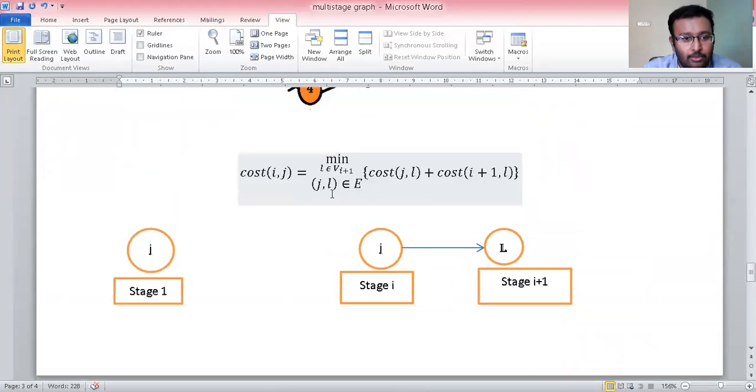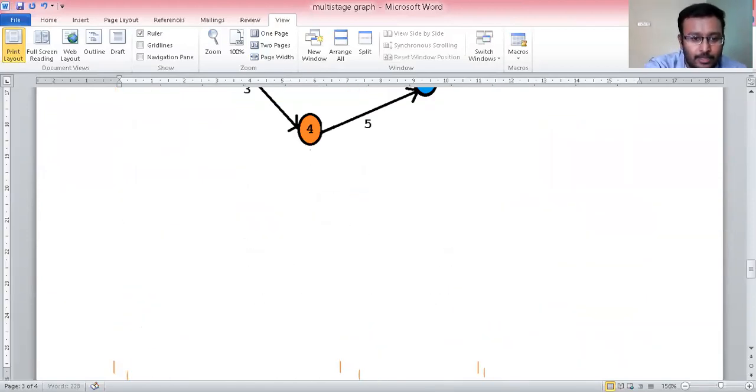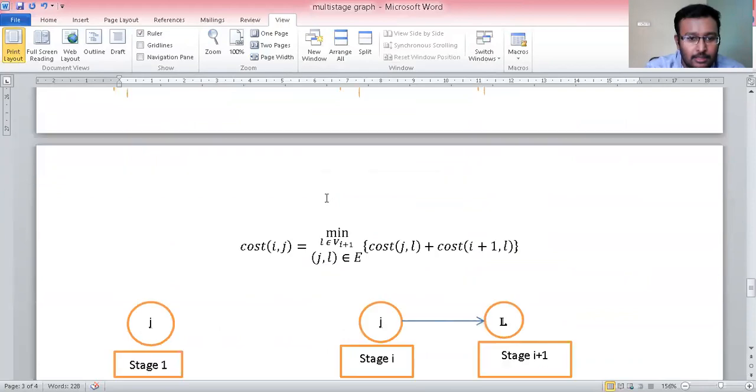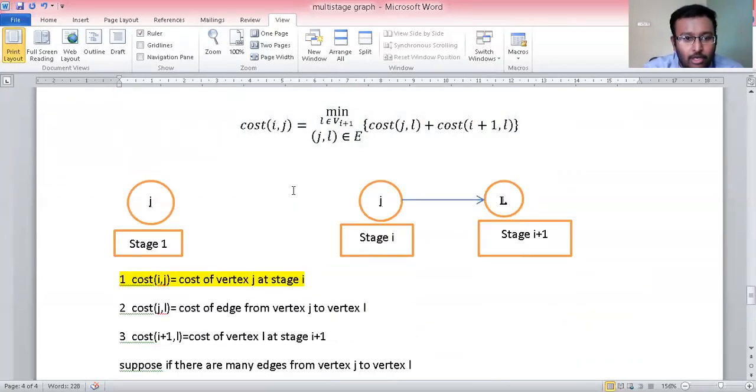So here you come across a formula. I am teaching you the problem using the forward approach. In this formula, the cost of (i, j) refers to the cost of vertex j at stage i. So every vertex in a particular stage has a cost which you should consider.